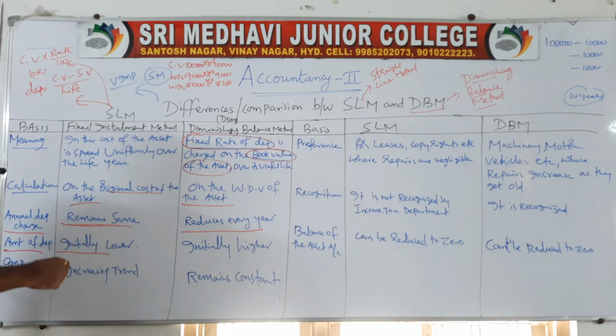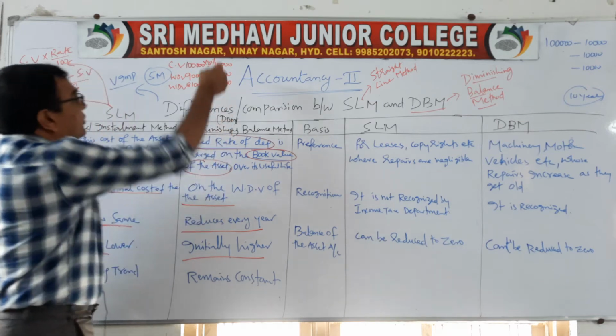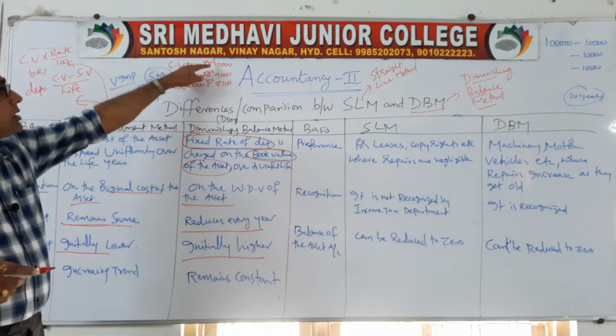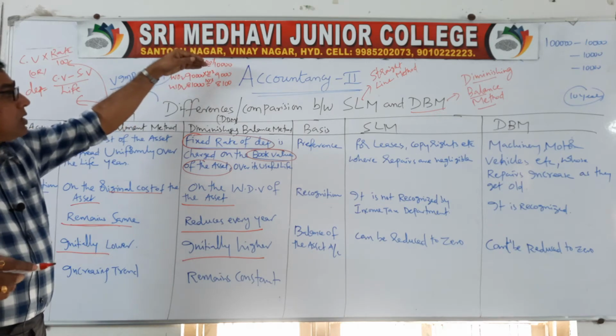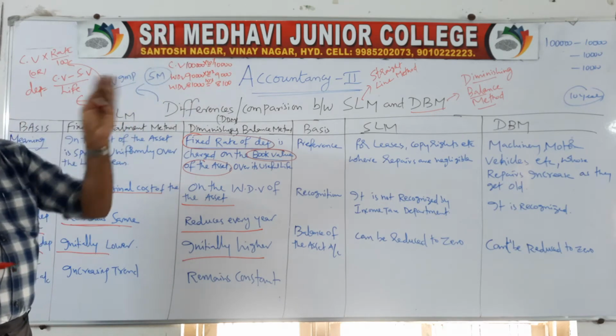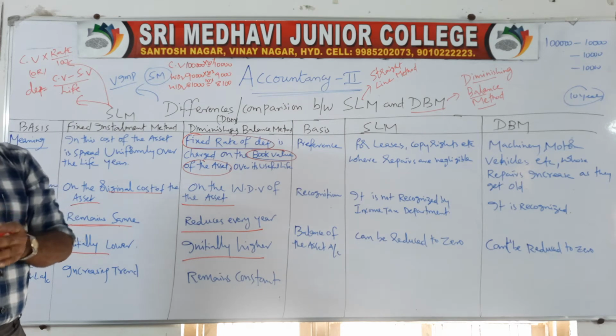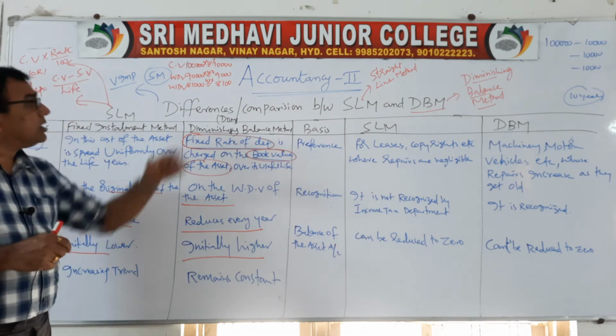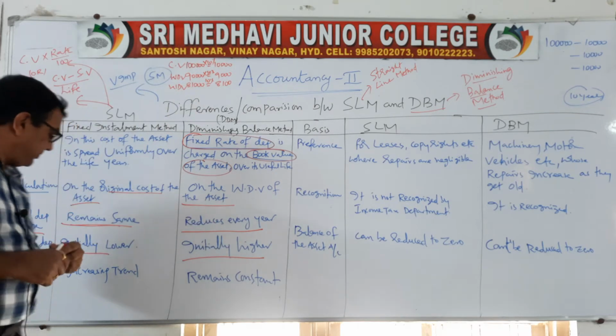Next, amount of depreciation. In the straight line method it will be the same, but in the diminishing balance method, initially it will be higher. You can see here, in the starting years, the amount of depreciation will be high. Later, in the later years, as the asset value decreases, the amount of depreciation will be less. So, initial years it will be higher.